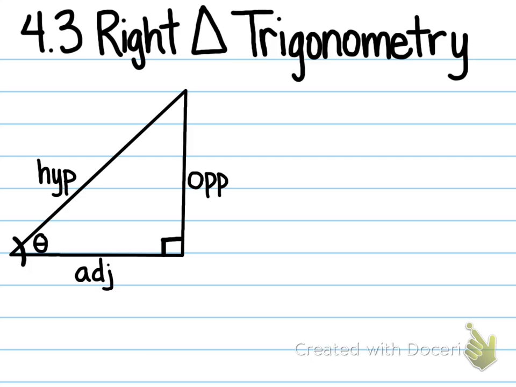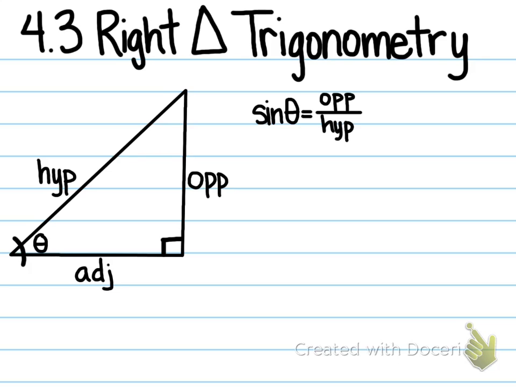So we're going to start with a right triangle. And from angle theta, I have labeled the opposite side, which is across from the angle, the adjacent side, which is right next to the angle, and the hypotenuse, which is always across from the right angle in the triangle. So with that set up, we can then identify the 6 trigonometric ratios that are important to us.